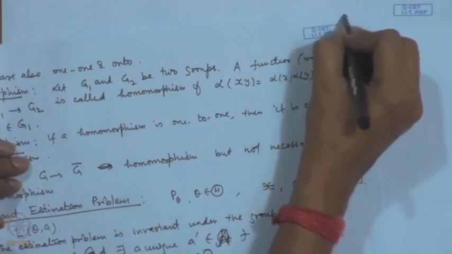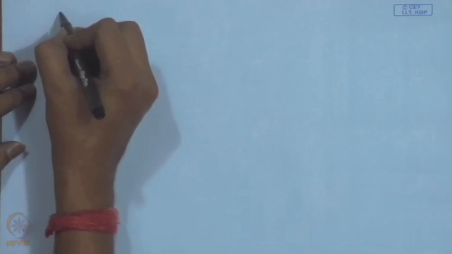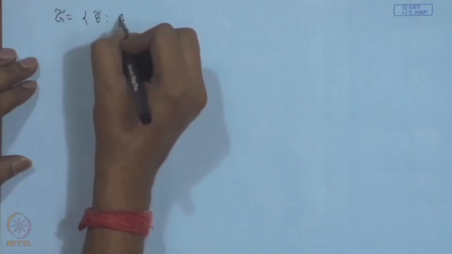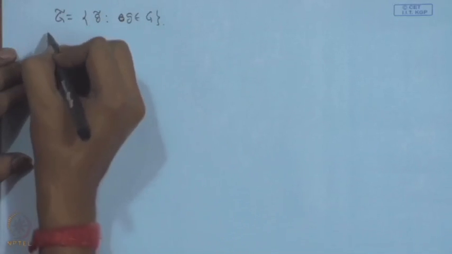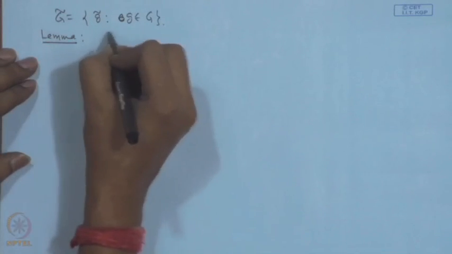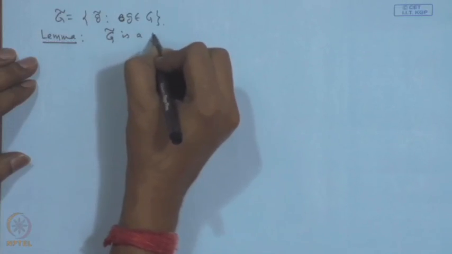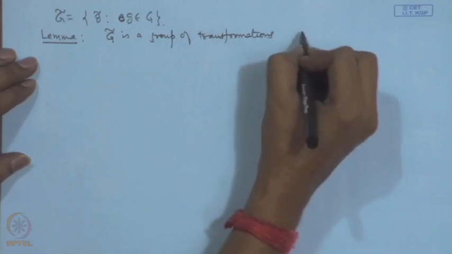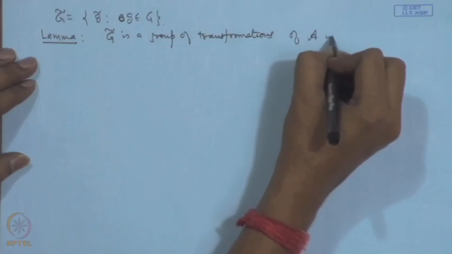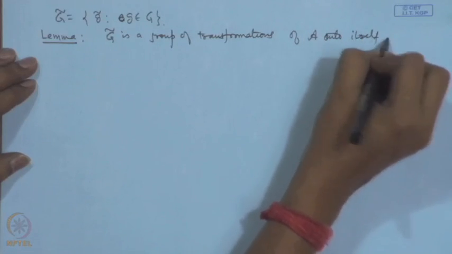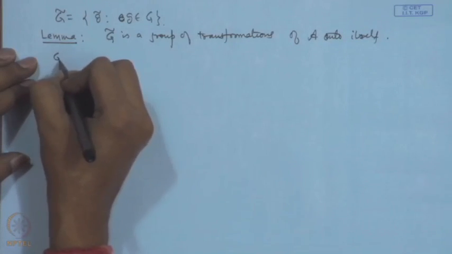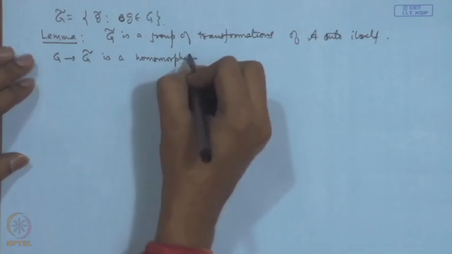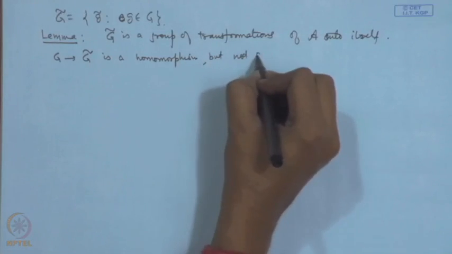So, we have introduced another group now, g tilde is the group corresponding to the group G. As before, we have that g tilde is a group of transformations of A onto itself. And once again, the mapping from G to g tilde is a homomorphism, but not an isomorphism.